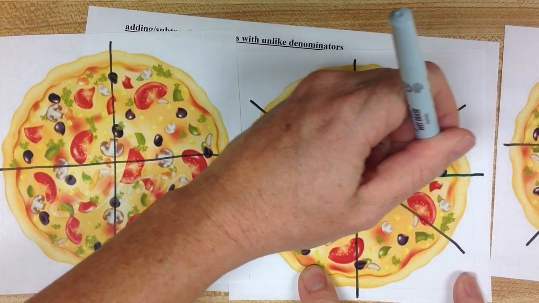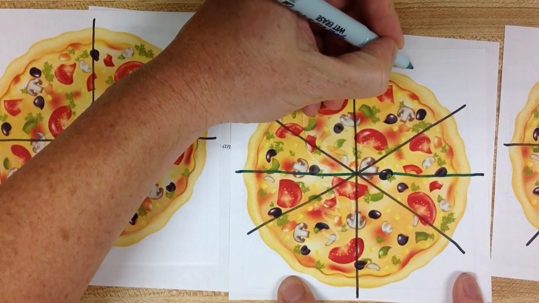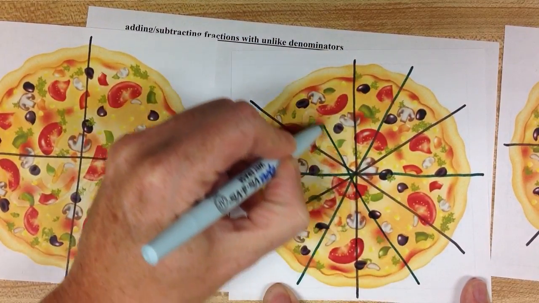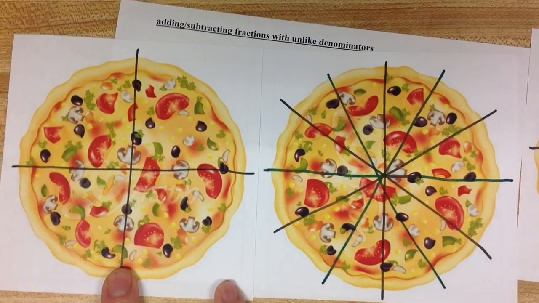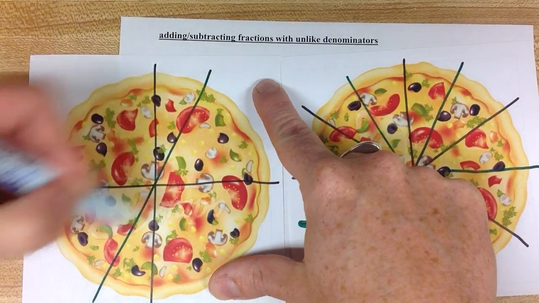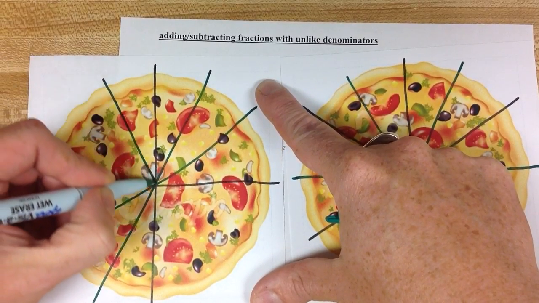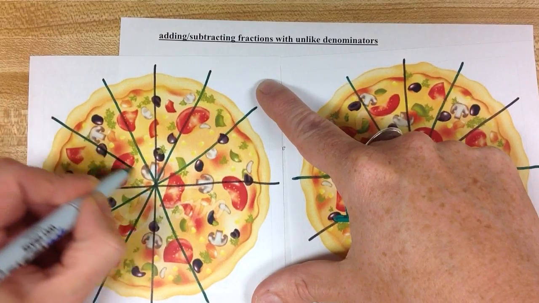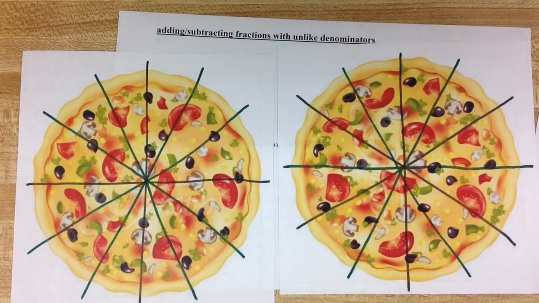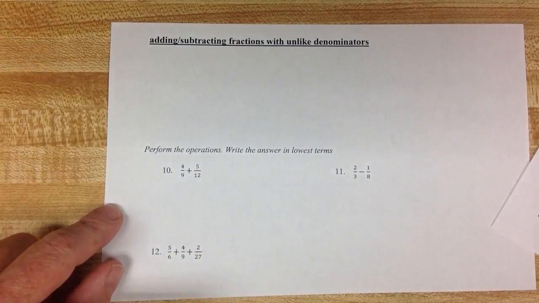So by taking each of these 1/6 of a pizza and cutting them in half, and then taking each of these 1/4 of a pizza and cutting them in thirds, I end up creating pizzas where the pieces are the same size. So let's look at how we're going to do that mathematically.